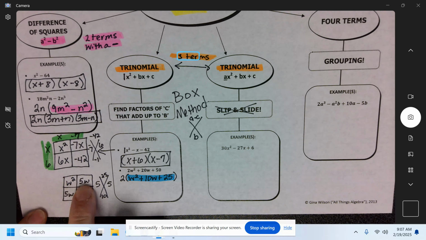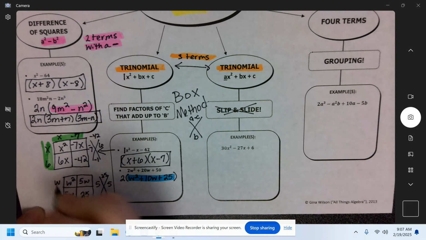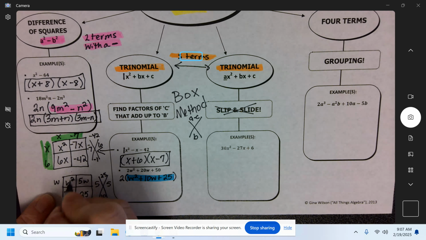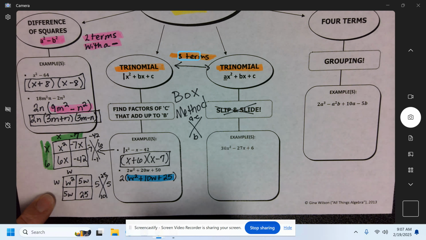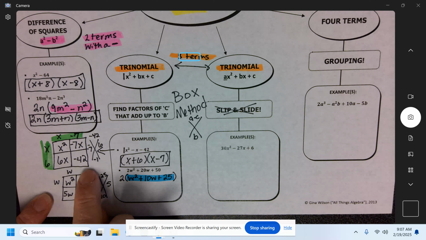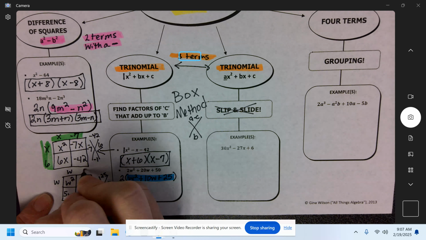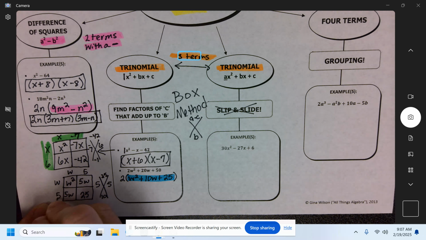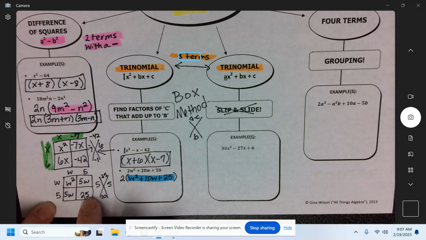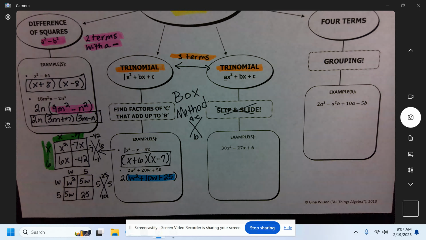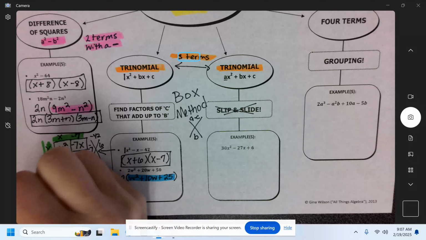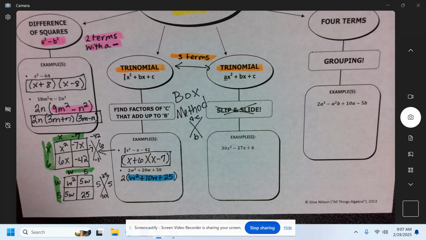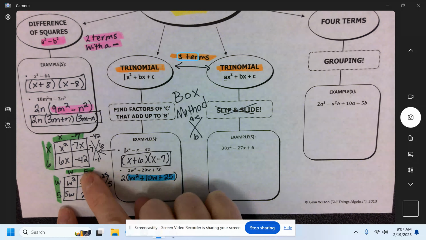Across the top, what is my greatest common factor? It's w. W times what is w squared? Well, that's w. W times what is 5w? That's 5. W times what is 5w? That's 5. And then 5 times 5 gives me the 25, so what I've done worked. Now, these boxes give me what I'm factored to, what's on the outside of the box.